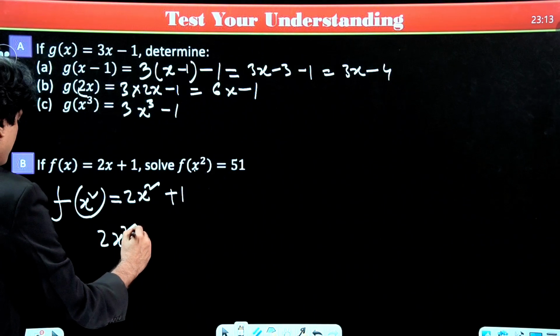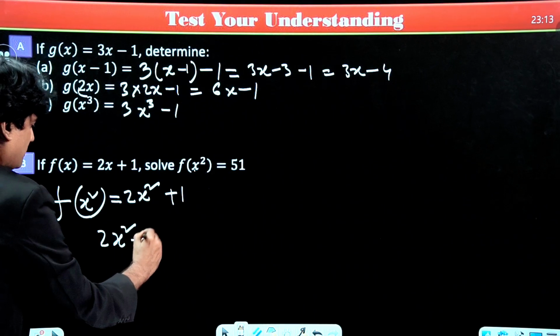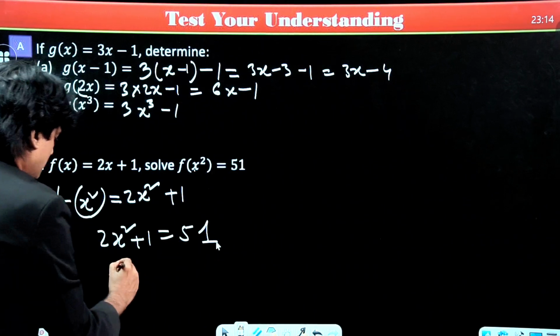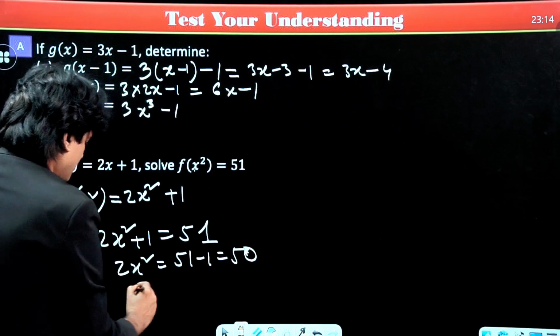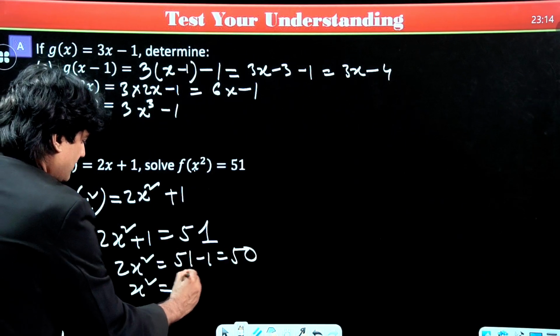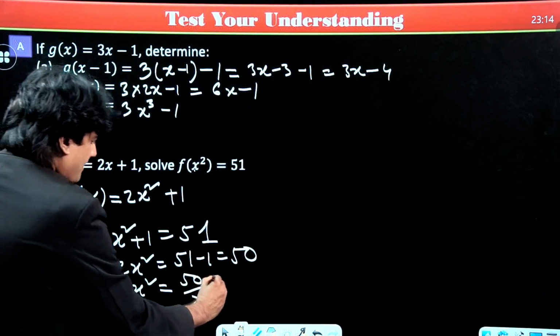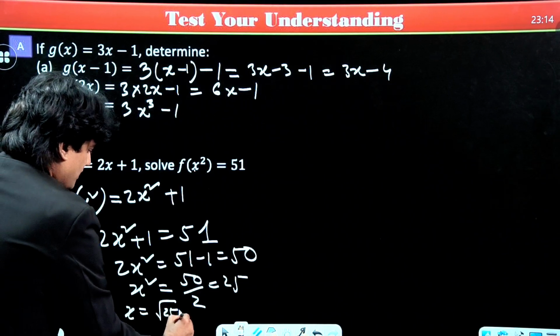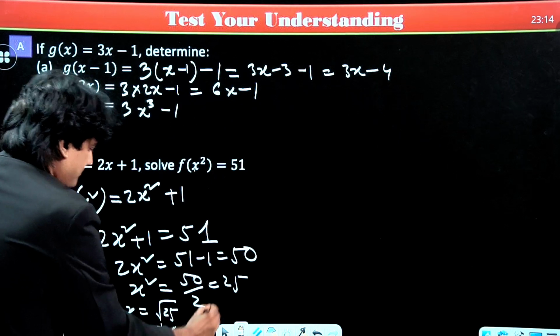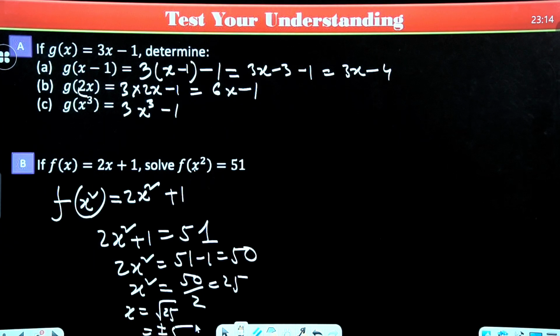So 2x square plus 1 equal to 51, and 2x square equal to 51 minus 1 equal to 50. So x square equal to 50 divided by 2, which is 25. So x equal to root over 25, which is plus minus 5. So this is the way you can solve this problem.